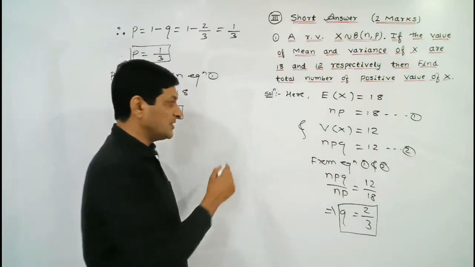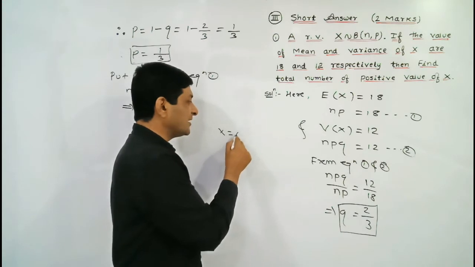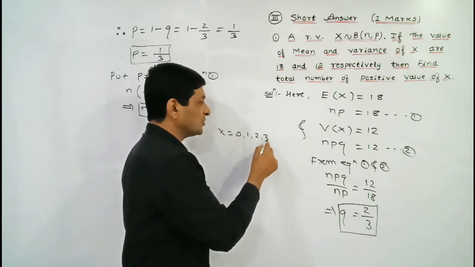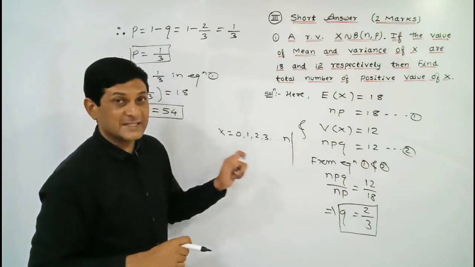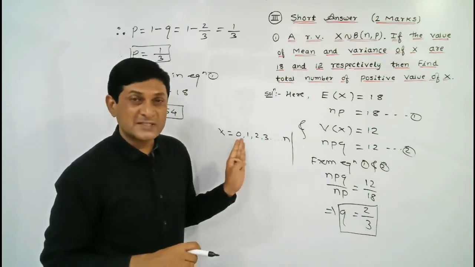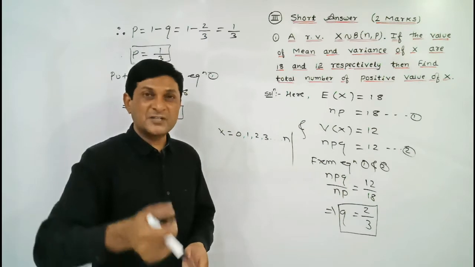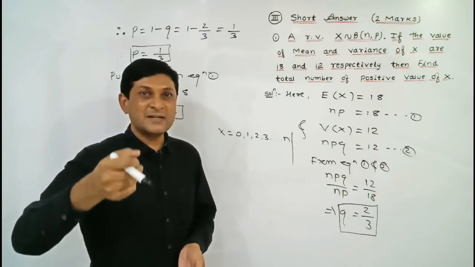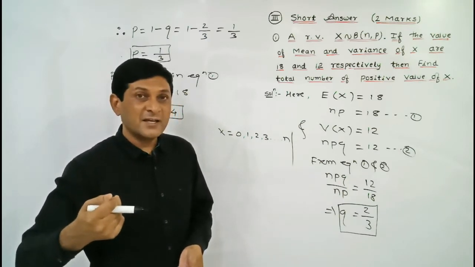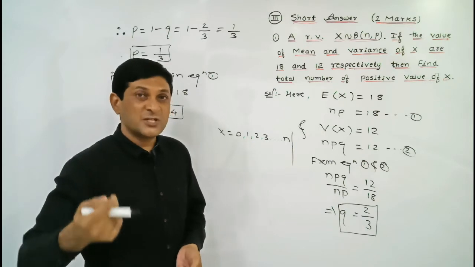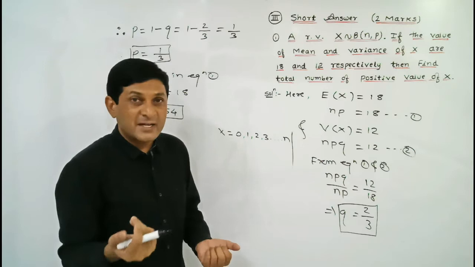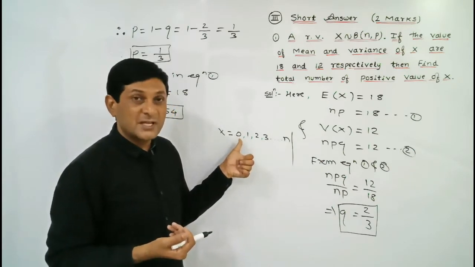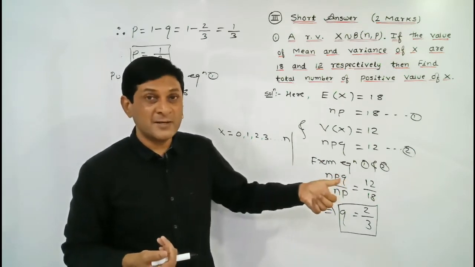If you have seen the definition, what are the values of x? 0, 1, 2, 3, 4 up to n. These are the values of x. First value of x is 0, then second is 1. For example, a coin is tossed 10 times, suppose the coin is tossed 10 times and I say that x denotes the number of heads. Then one possibility is that no head comes at all, so the value of x can be 0, or it can be 1, or it can be 2, or it can be 10.